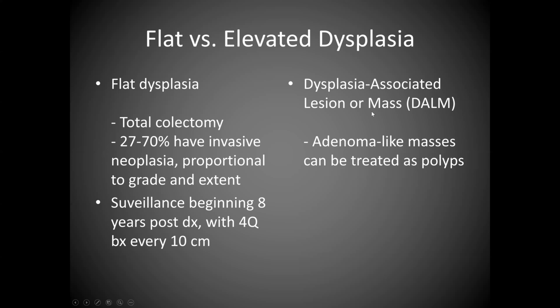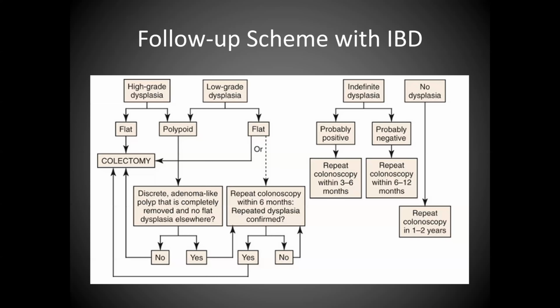In terms of the mass lesions, these can usually be managed the way polyps would be managed. In terms of follow-up, if there's no dysplasia, they're going to get repeat colonoscopy on a biannual basis. If we're looking at something that's indefinite, probably negative, they may get repeat colonoscopy and sampling within a short period, 6 to 12 months, whereas favor positive more frequently. If they've got low-grade dysplasia, again, we've mentioned that goes to polyp-like management.